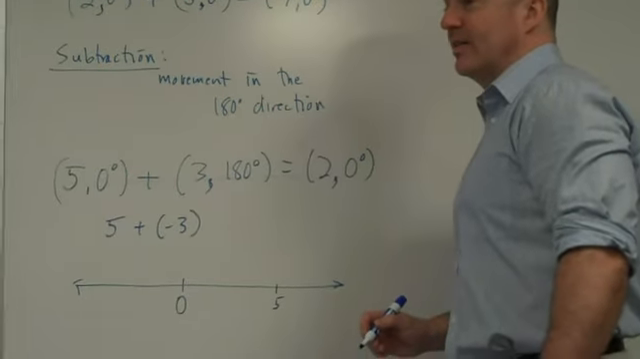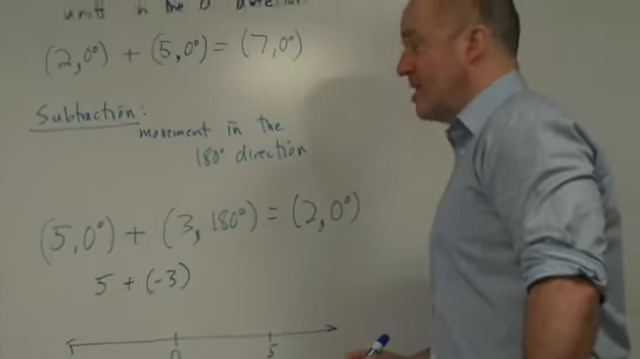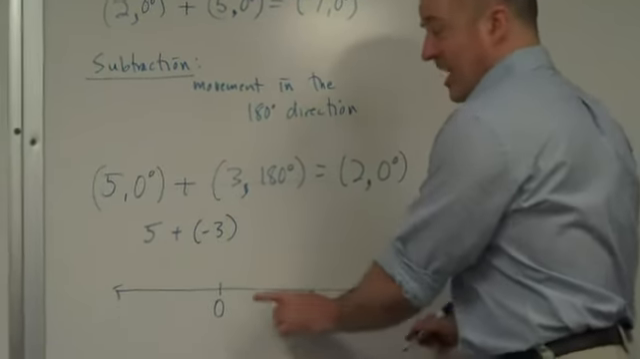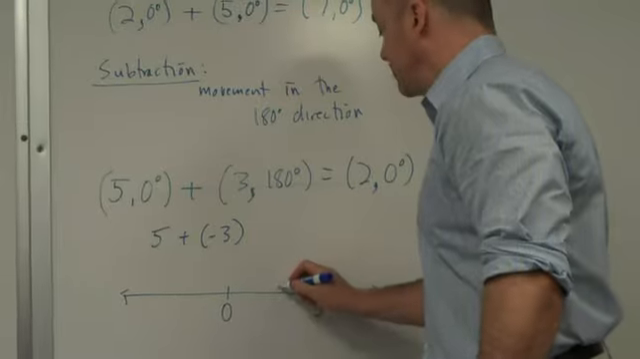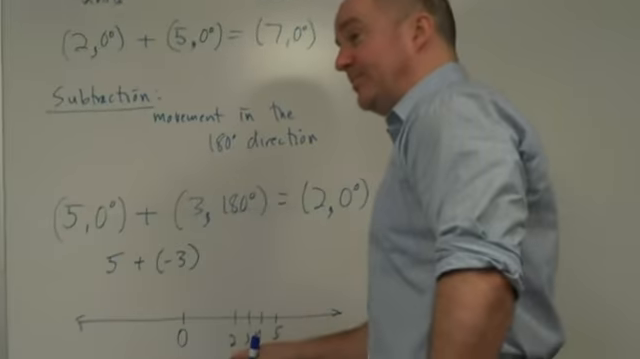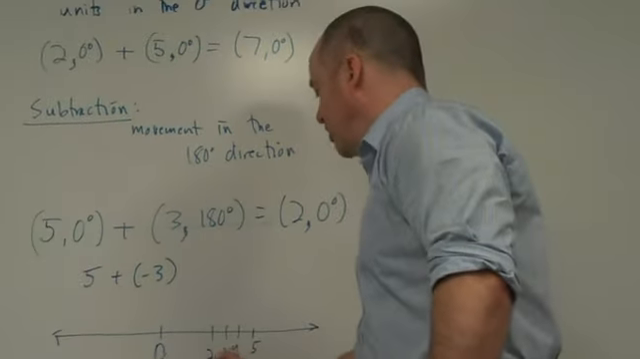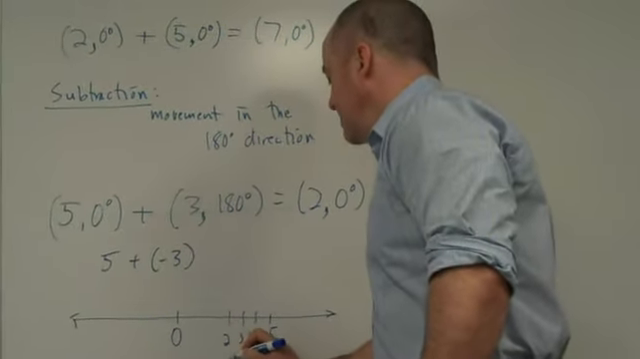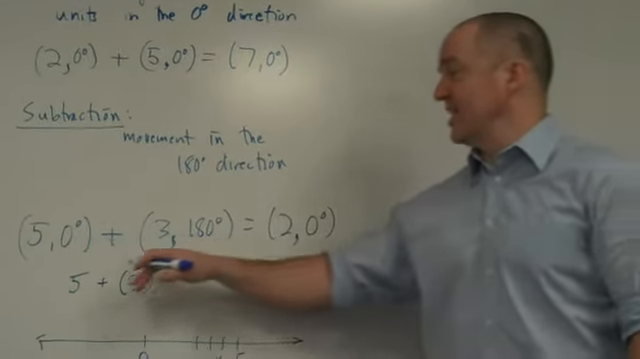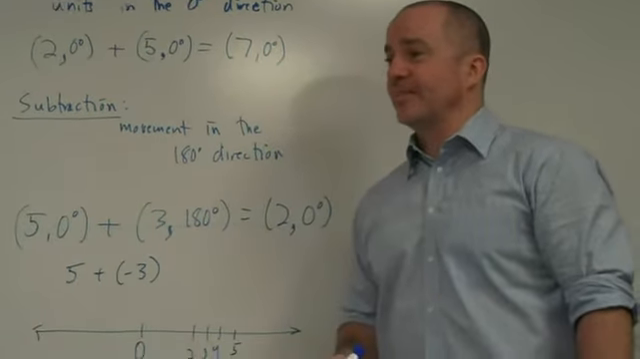Yeah, but when you end up on the left, on the right? Nope. This 3, 180 means face left and walk 3 steps this way. So where does that leave you? It leaves you at 2 on the side that is 0 degrees from 0. So this really is the same thing as 5 plus negative 3.